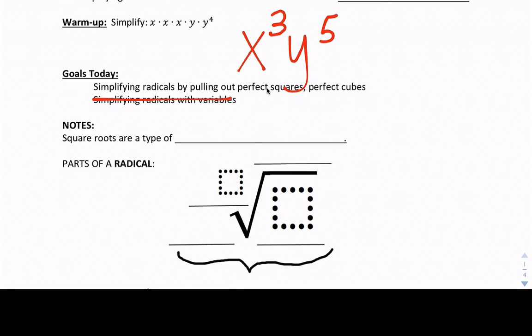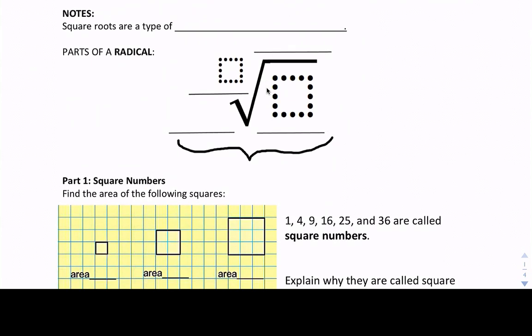So first, let's identify parts of a square root or radical. Square roots are a type of radical. And here are the different parts of a radical. The radical symbol is this sign that we often associate with the square root. So this is our radical symbol.